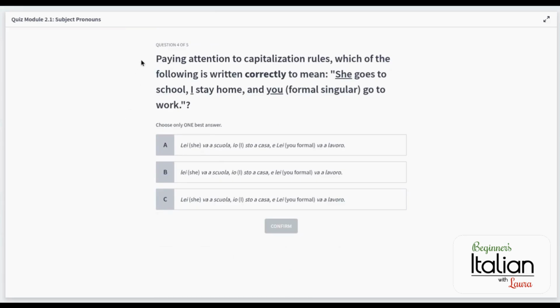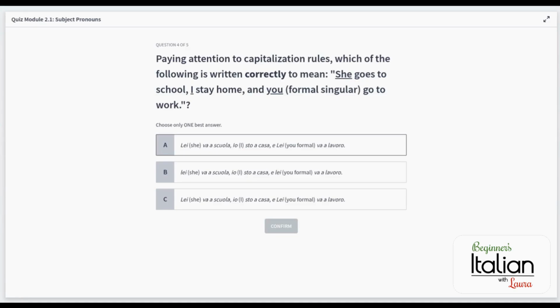Okay, number 4. Paying attention to capitalization rules. Which of the following is written correctly to mean she goes to school, I stay home, and you, formal singular, go to work? Choose only one best answer. Okay, so these are all the exact same sentence, just with different words capitalized. So the sentence reads, A. Lei va a scuola. Io sto a casa e lei va al lavoro.